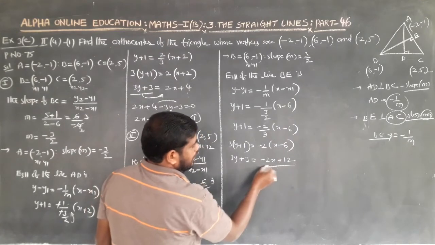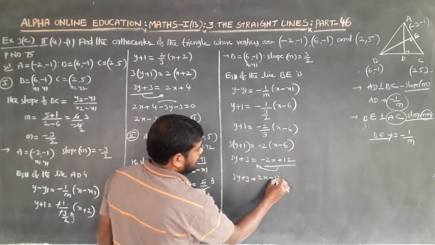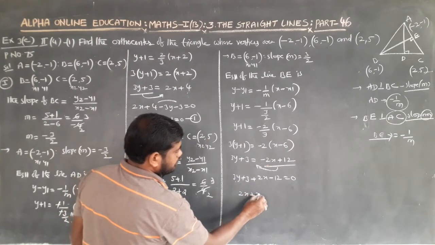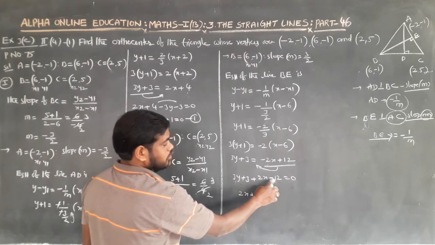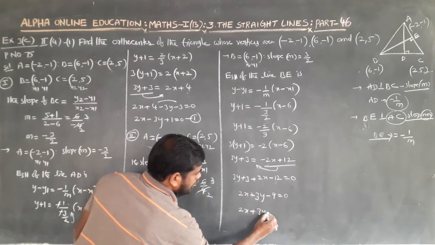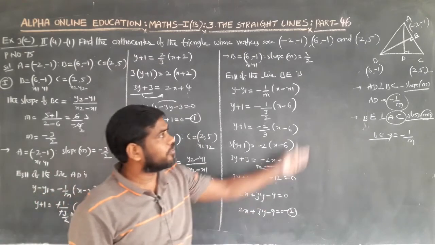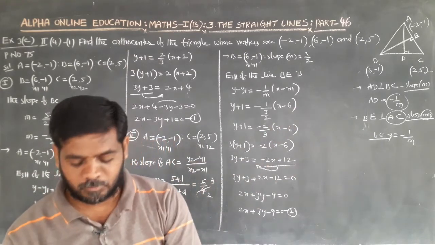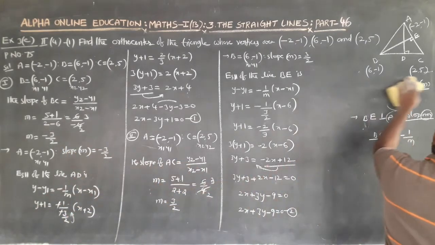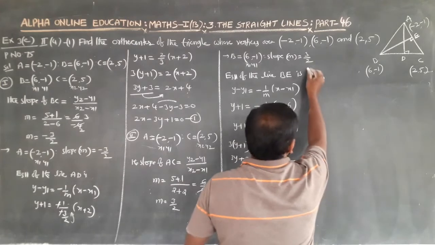Taking minus 2x plus 12 to the left side, 3y plus 3 plus 2x minus 12 is equal to 0. Right order, 2x plus 3y minus 12 plus 3, minus 9 is equal to 0. Therefore, 2x plus 3y minus 9 is equal to 0 is the equation of BE. The point of intersection of 1 and 2 is called the orthocenter of the triangle ABC.